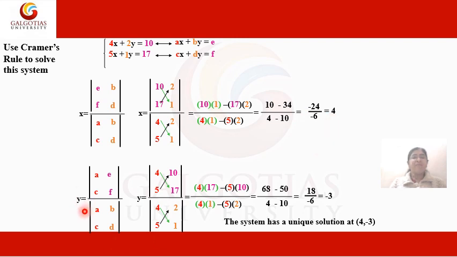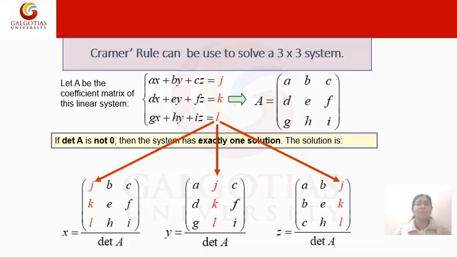Again I have y. y is the determinant with entries a, c, e and f over the determinant with entries a, c, b and d. Now just substitute the values of all these entries and solve it. On solving, I will get the numerator as 18 and the denominator as minus 6, which will give me minus 3. So the system has a unique solution: 4 and minus 3. So in this way we can apply Cramer's rule for solving a system of linear equations.